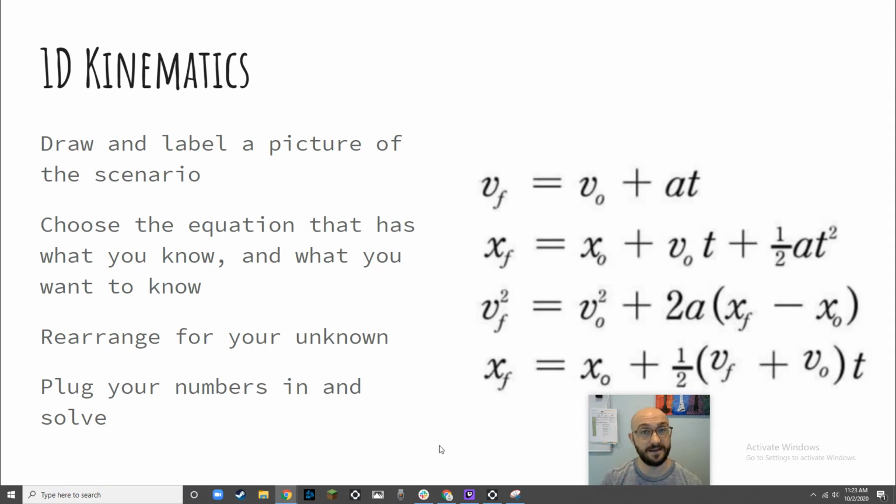Then use that list to choose your equation. Choose your equation, do not plug numbers in, rearrange it. Solve it algebraically first. Then plug your numbers in and get an answer. The exception there is if your velocity is 0, just plug that in right away because it's going to make your math easier.